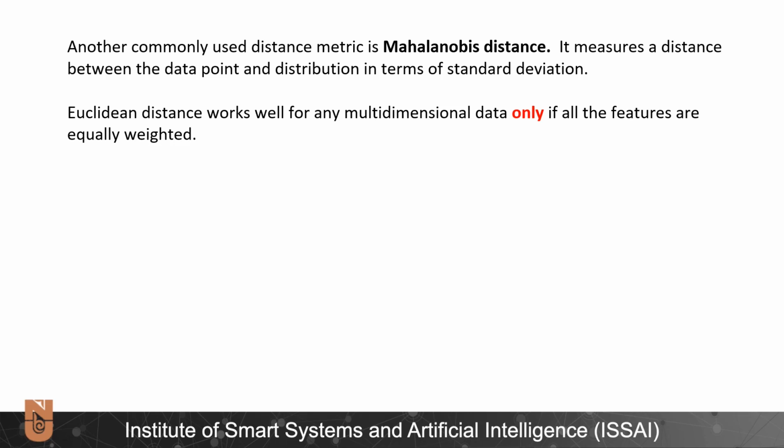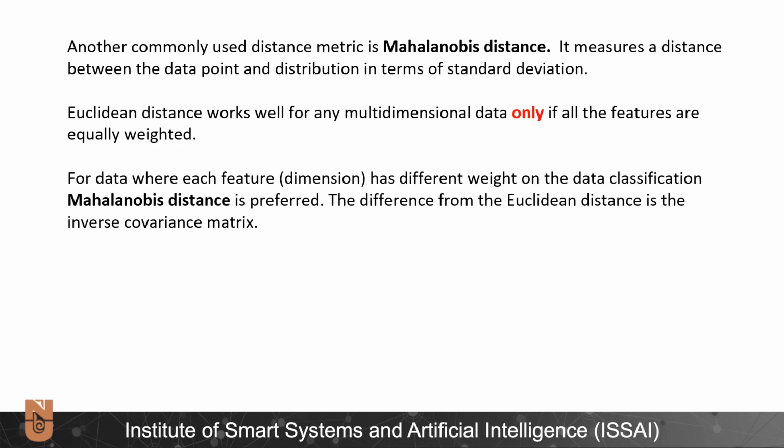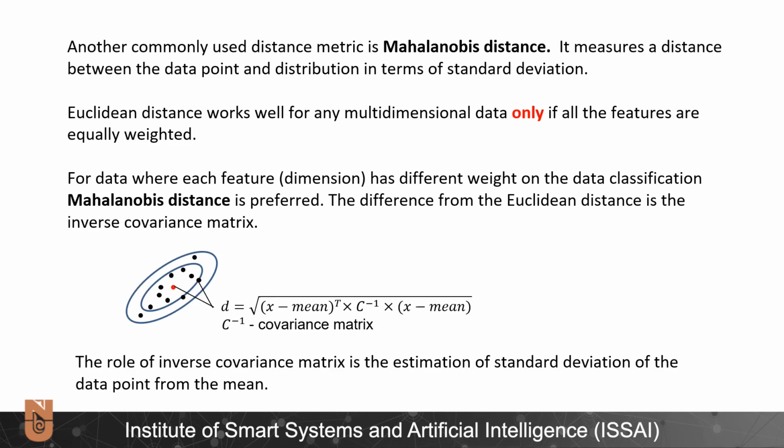Euclidean distance works well for any multidimensional data, only if all the features are equally weighted. For data where each feature has different weight on the data classification, Mahalanobis distance is preferred. The difference from the Euclidean distance is inverse covariance matrix. And the role of inverse covariance matrix is the estimation of standard deviation of the data point from the mean.